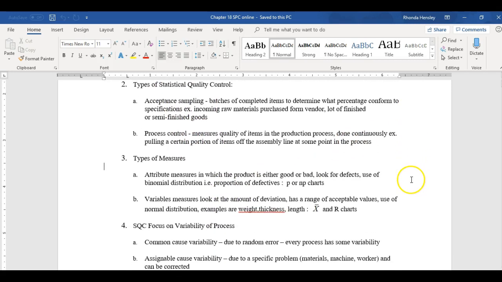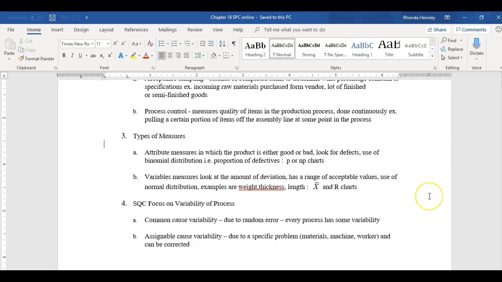And again, you can just read this, but the theory is that if you can make adjustments to a process as it's running, you never have to shut it down because you're going to catch problems before they become big problems and you produce bad items.